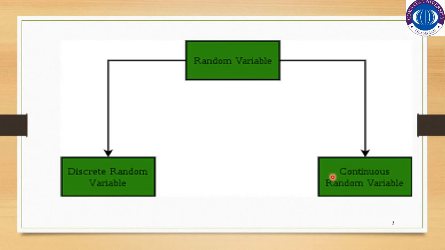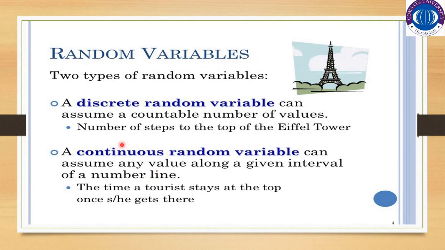Like we know that variable is something which is not fixed. So a discrete random variable can assume a countable number of values. Like something which we can count is discrete, and if it is associated with a variable, we can say it is a discrete random variable. For example, number of steps to the top of the Eiffel Tower.